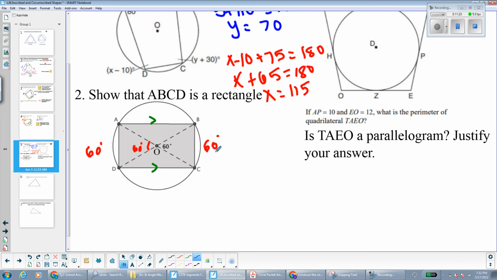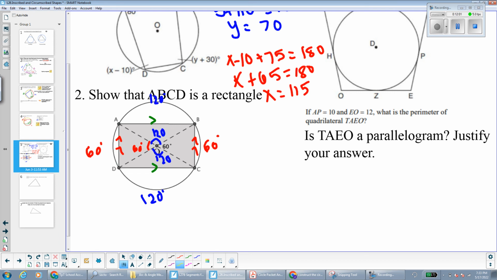Now, if this is 60 and this is 60, these two vertical angles need to be 120 degrees to make 180. And once again, central angles are congruent to their intercepted arcs. And as mentioned before, parallel chords intercept congruent arcs. So we have both pairs of opposite sides are parallel, making the quadrilateral a parallelogram. Now, to show that it's a rectangle, we need to show that it has at least one 90-degree angle. A parallelogram with a 90-degree angle is a rectangle.